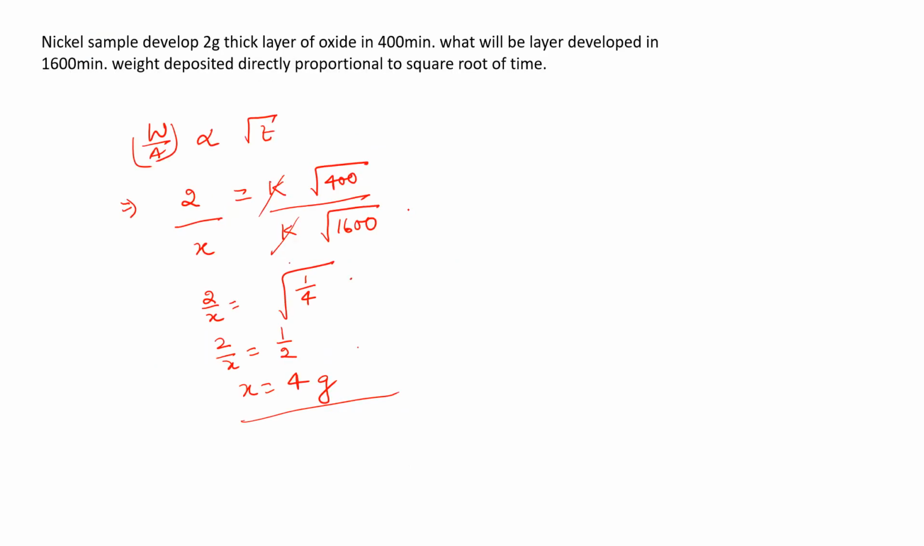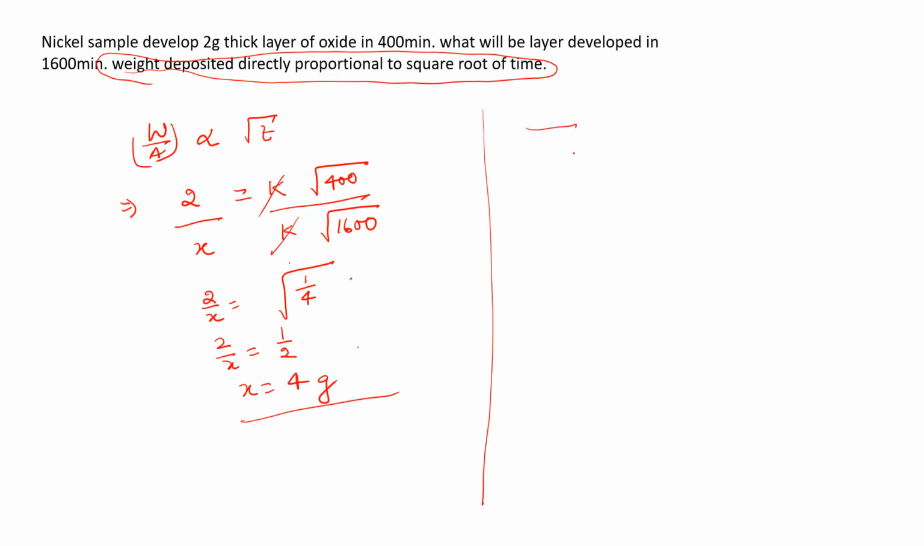Next, a nickel sample develops a 2 gram thick layer of oxide in 400 minutes. What will be the layer developed in 1600 minutes? Weight deposited is directly proportional to the square root of time. This made it very easy, because this concept has already been given in the question itself. Otherwise we should remember that the weight of the oxide will be directly proportional to the square root of time. There is one more concept, that is the thickness.